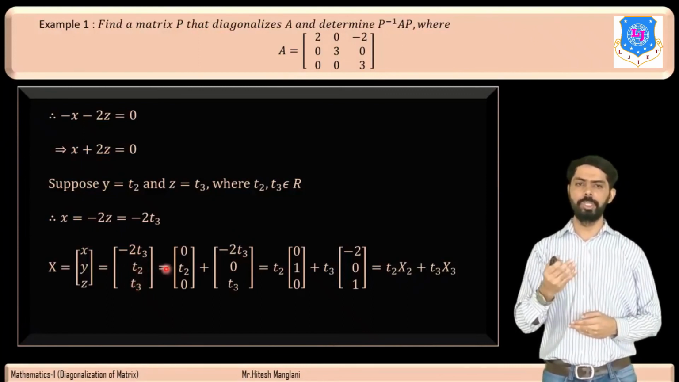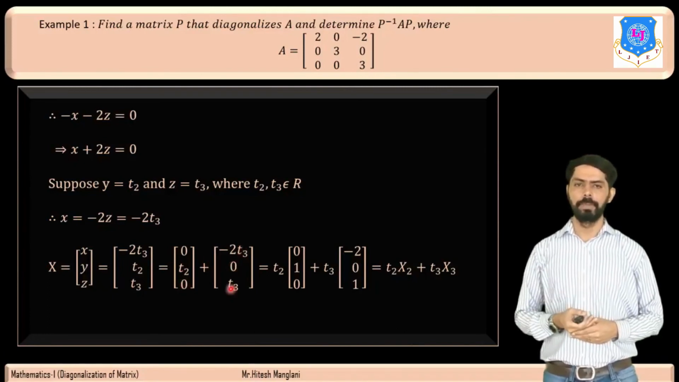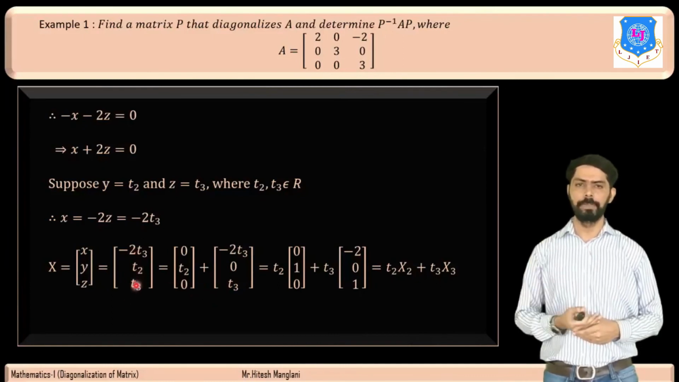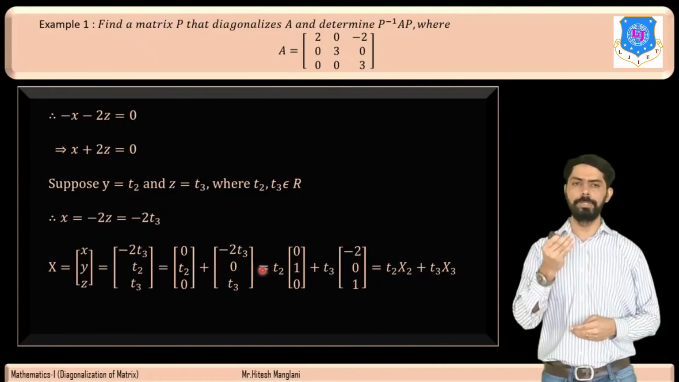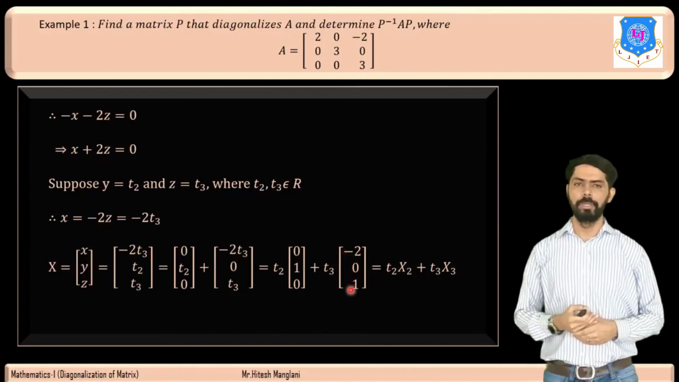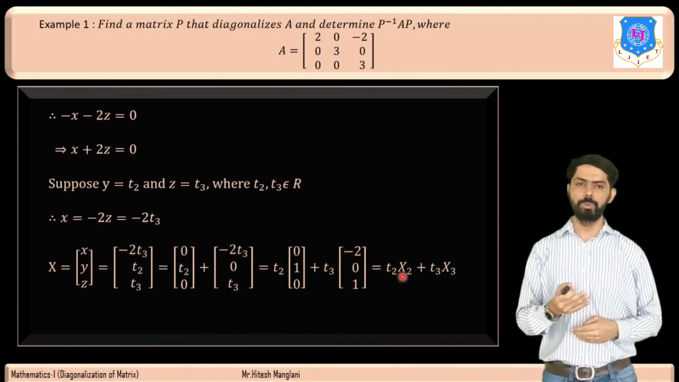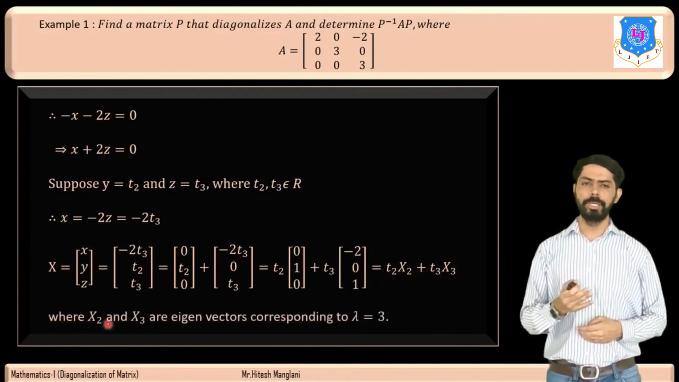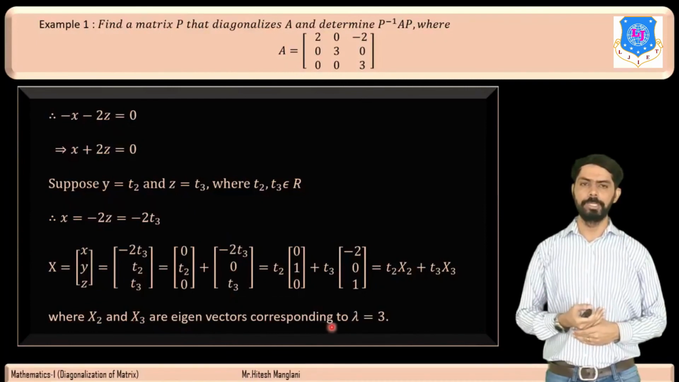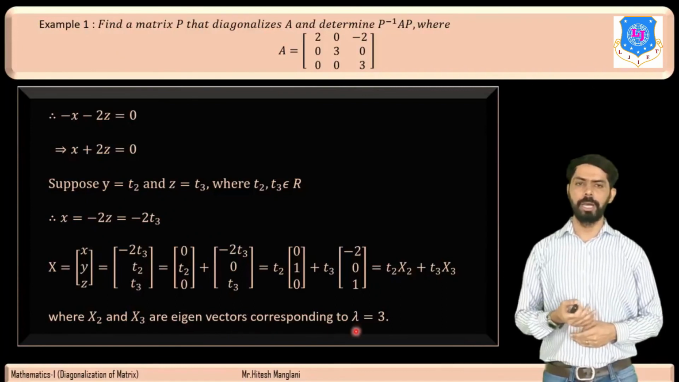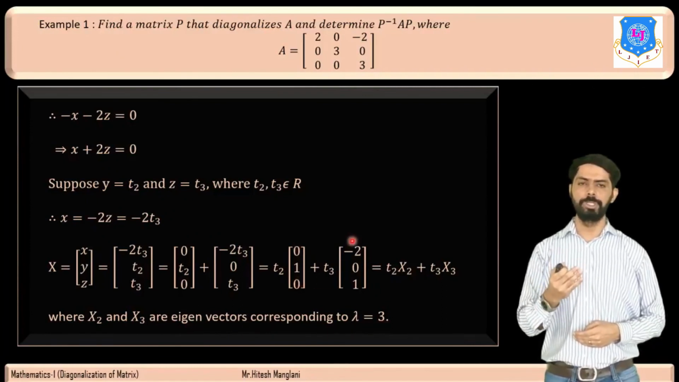So this can be written as [0, t2, 0] plus [-2t3, 0, t3], because if we add these two vectors, then it will be [-2t3, t2, t3]. Now here taking t2 common, so it will be [0, 1, 0], and here taking t3 common, so it will be [-2, 0, 1]. So this can be written as t2 into capital X2 plus t3 into capital X3, where X2 and X3 are eigenvectors corresponding to lambda equal to 3. So here eigenvectors for lambda equal to 3 are [0, 1, 0] and [-2, 0, 1].